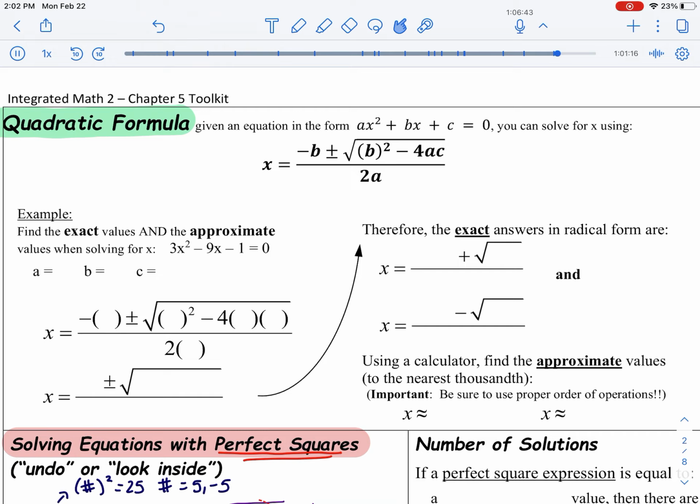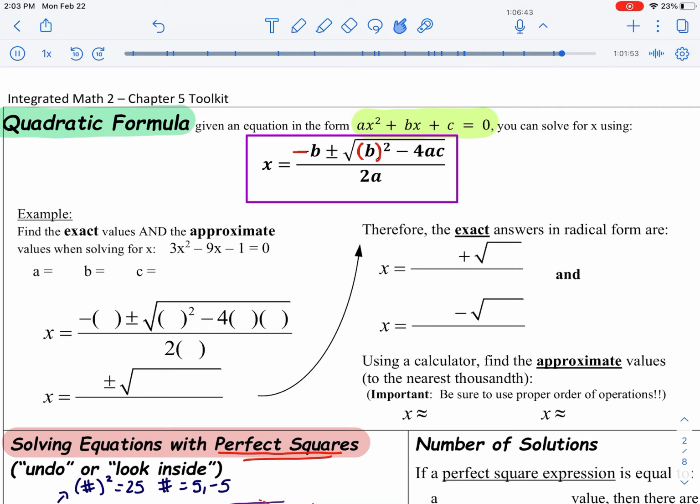equation. Now it's really important to note that your quadratic equation needs to be in the form ax squared plus bx plus c equals 0. And as long as you're in that form, I can identify my a, b, and c and plug them into the formula. x equals the opposite of b, or negative b, plus or minus the square root of b squared minus 4 times a times c, all divided by 2a.